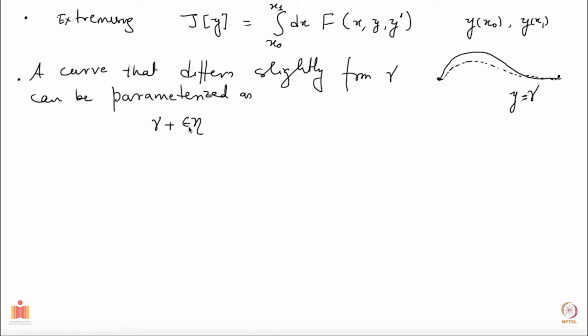So epsilon is the small parameter which is going to govern or control how much this curve, dotted curve, deviates away from the curve gamma. And eta is any function with all the good properties that we may need. So eta is an arbitrary function, so eta of x is arbitrary. Good function. By good I mean all the properties that one may require are available to us. And epsilon is a small parameter.